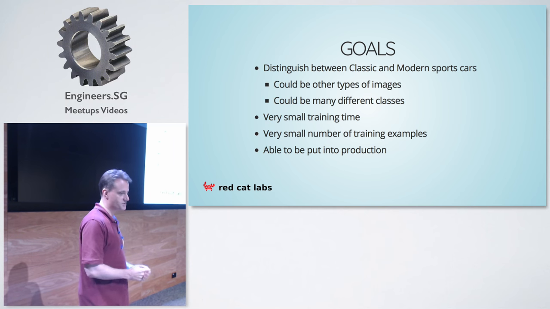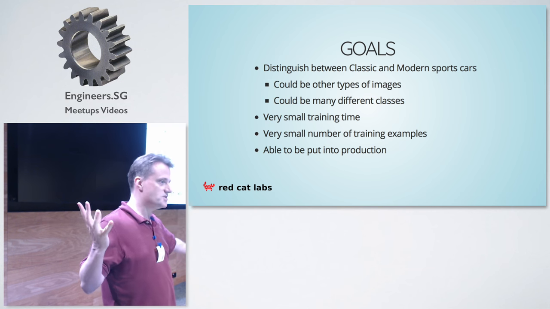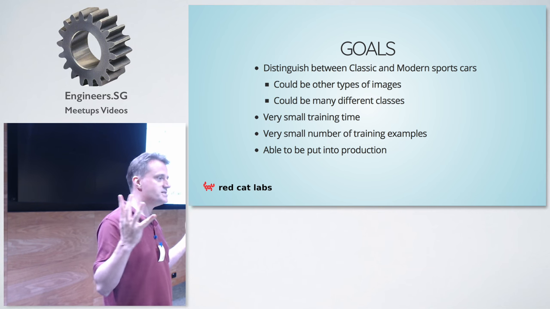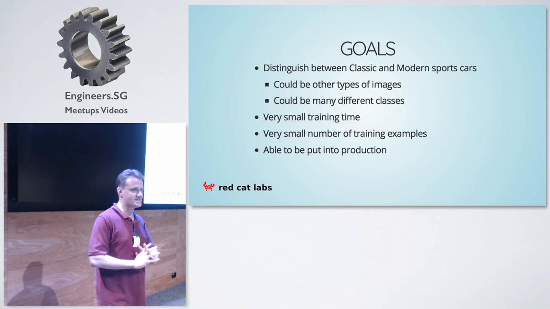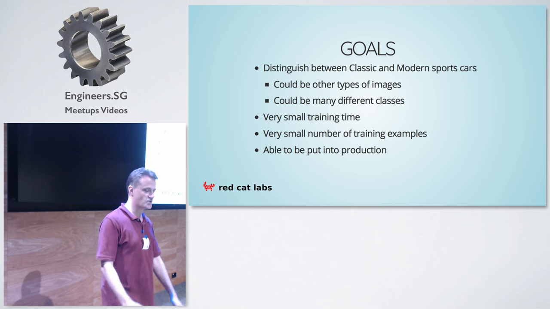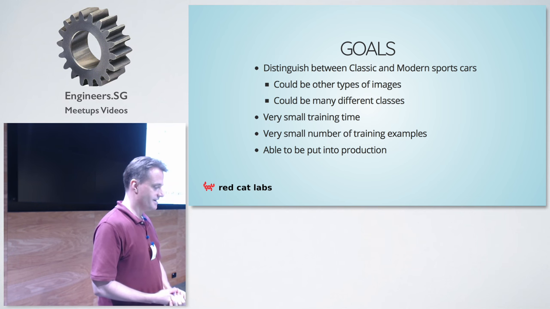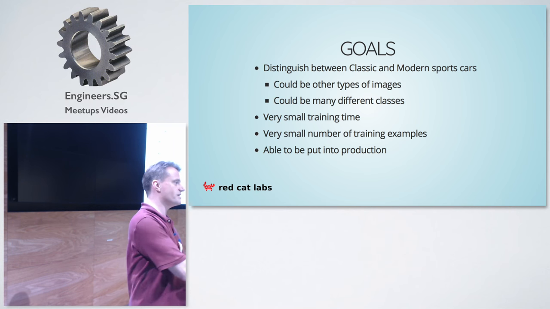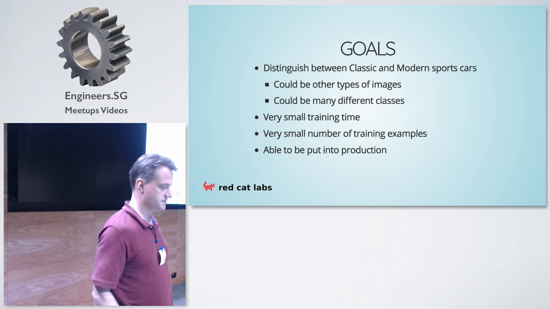What I want is a very small training time. I don't want to be retraining some huge network, particularly if I've only got, in this case, 20 training examples. So I'm not going to do any fantastic million image training. I've got 20 images to choose between. I also want to be able to put this in production, meaning I can just run it as a component of something else.